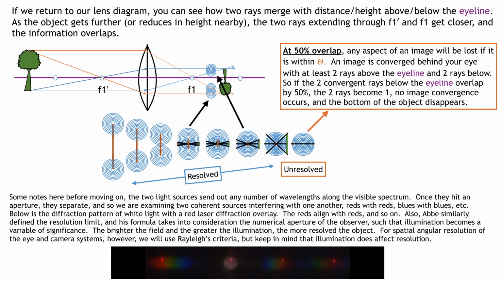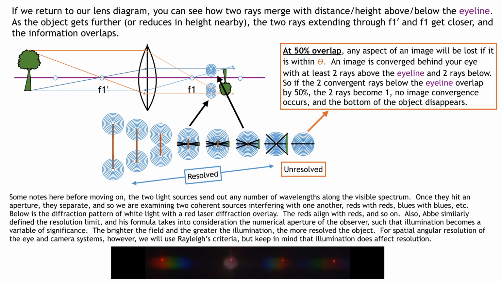So if we return to our lens diagram, you can see how two rays merge with distance and height above and below our eye line. As the object gets further or reduces in height nearby, the two rays extending through F1' and F1 get closer, and the information starts to overlap. So I've just taken the Airy patterns out, and they are modeled here with the brown line, allowing the two rays of light to get closer and closer to one another, and you start to see constructive interference patterns, but at a certain point the image is unresolved and it becomes a single ray of light.